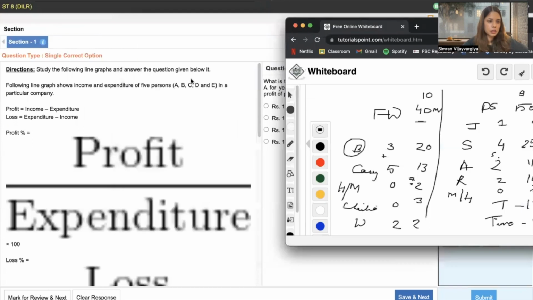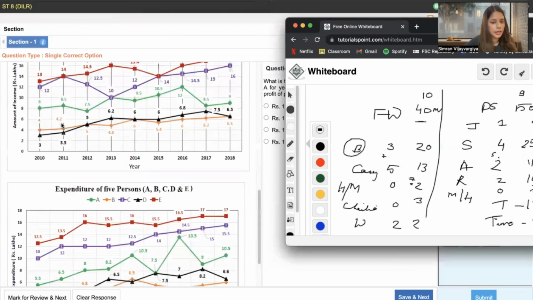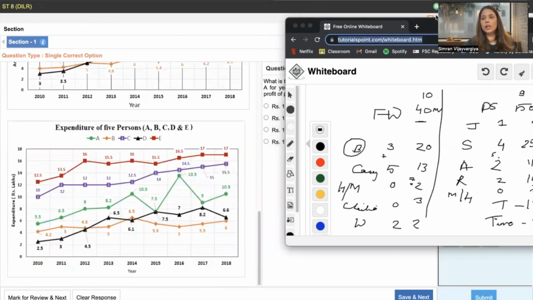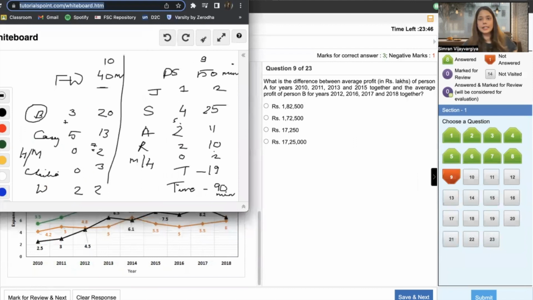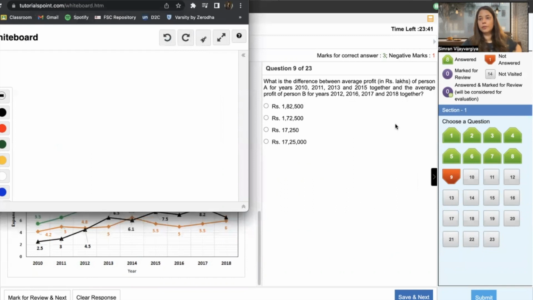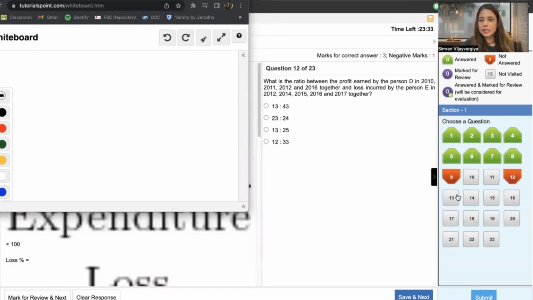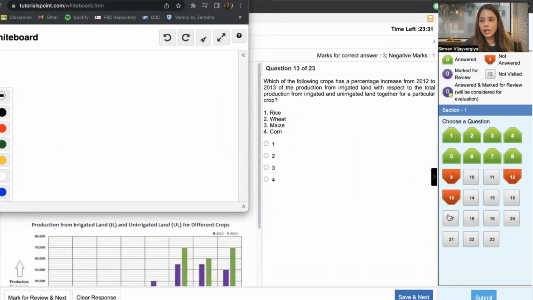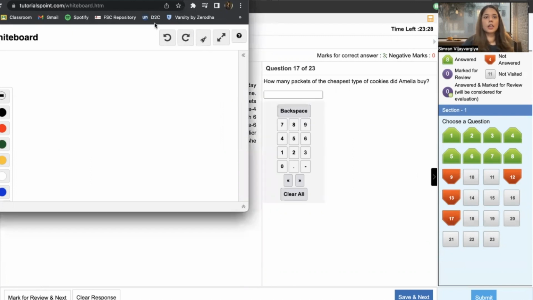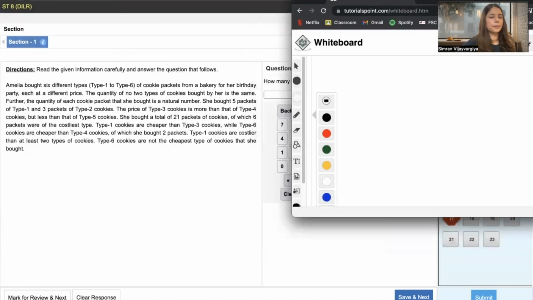Next question is, the following line graph shows income and expenditure of 5 persons in a particular company. Okay. So this requires a lot of calculations. Currently, I don't feel like I want to go into the calculation because I think my logical reasoning is going great. So I think I'm going to go on to the next set. So the same set. Okay, let's try this one.